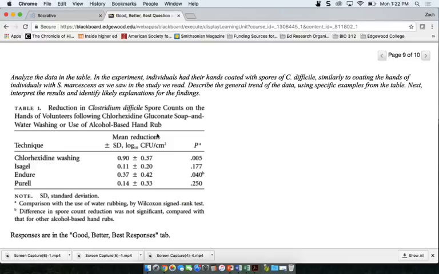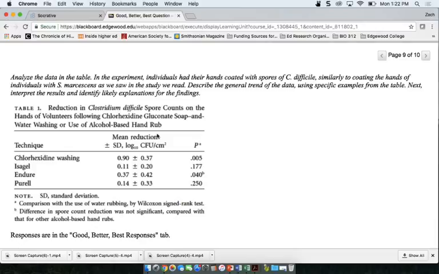And what they ended up doing then was testing how did a detergent-based product, which is the chlorhexidine washing, the brand name is Hibiclens, and then how did 3 different ethanol-based hand rubs, Purell, Endure, and Isogel, how did those perform in reducing the amount of spores on the hands of individual or these test subjects?